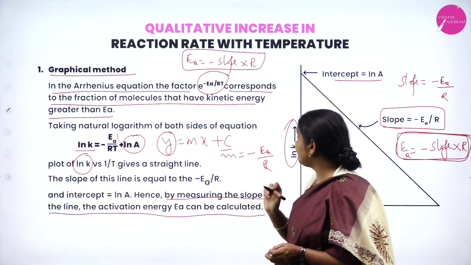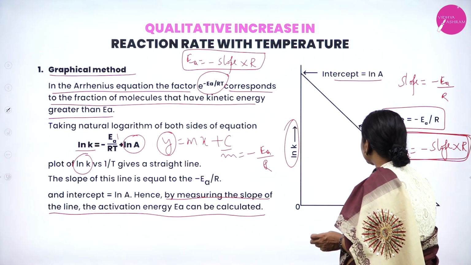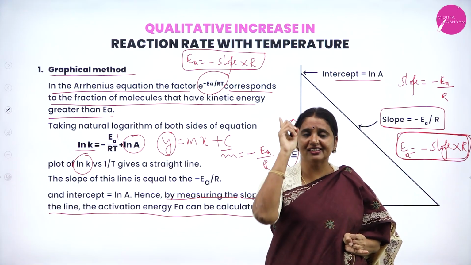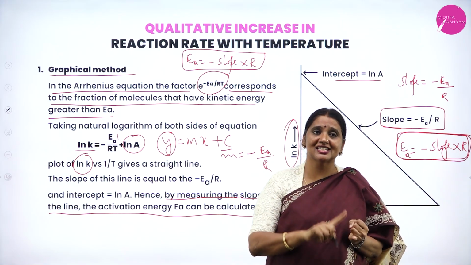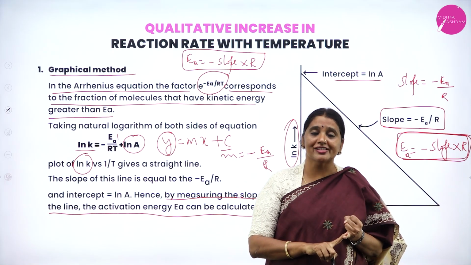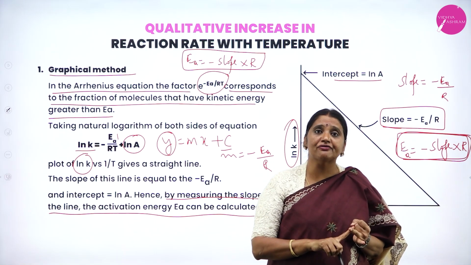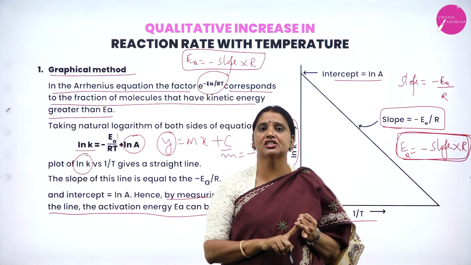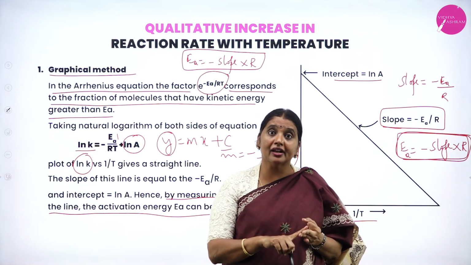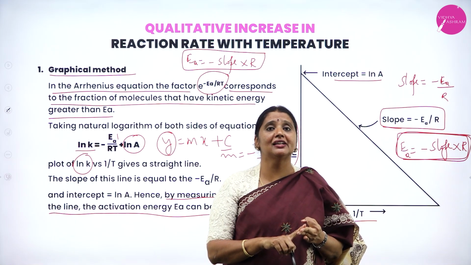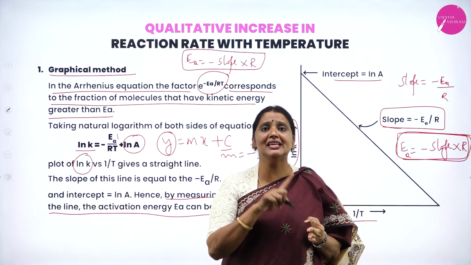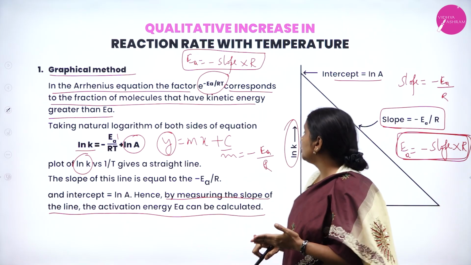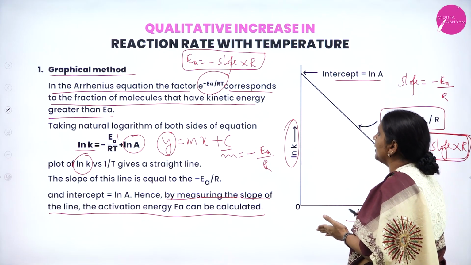We have to plot a graph of ln k versus 1/T. The first graph in this chapter, concentration versus time. Second graph in this chapter, potential energy versus reaction coordinate. Third graph in this chapter, Ne/Nt versus kinetic energy. Fourth graph in this chapter, ln k versus 1/T.